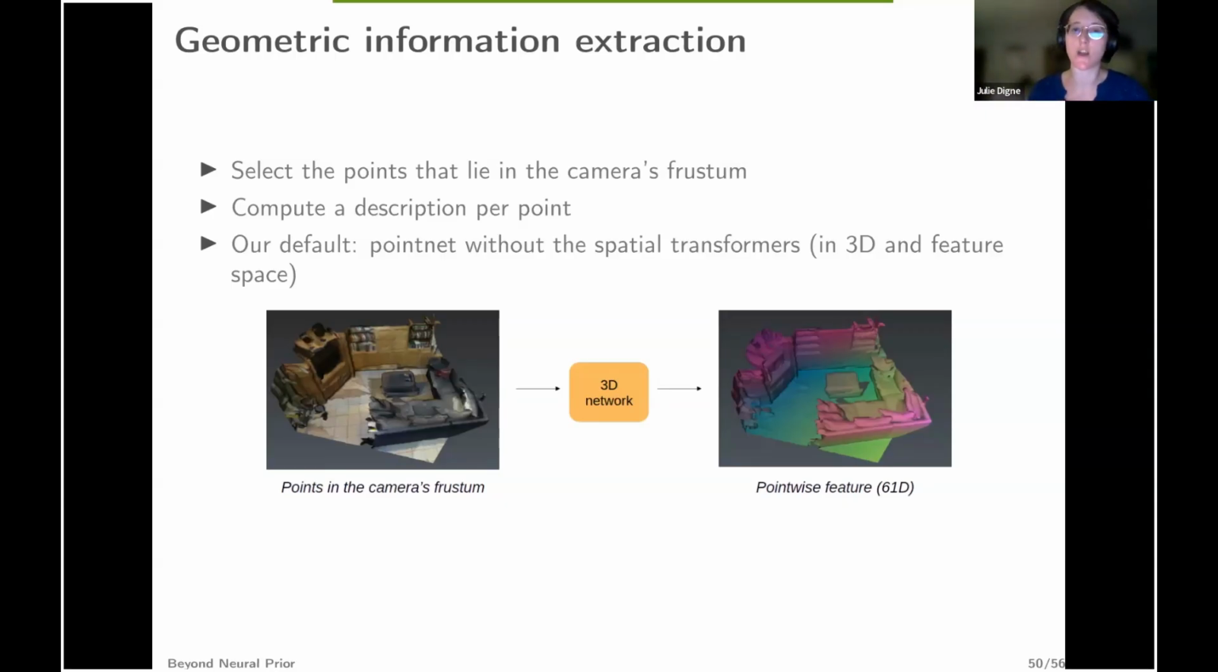because it turned out we didn't need the spatial transformers. PointNet has two spatial transformers, one in 3D and one in feature space. We found that it was better to just remove them, because the camera is taking a picture where the left is on the left and the right is on the right. It's pretty straightforward, right?